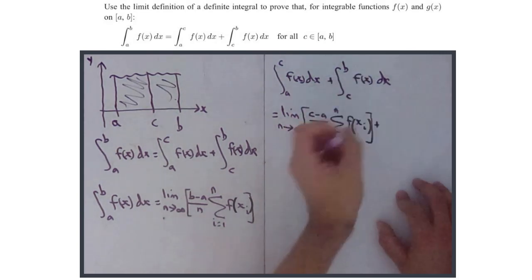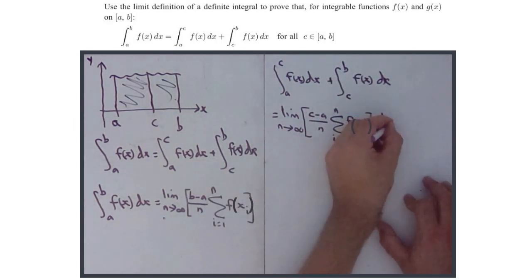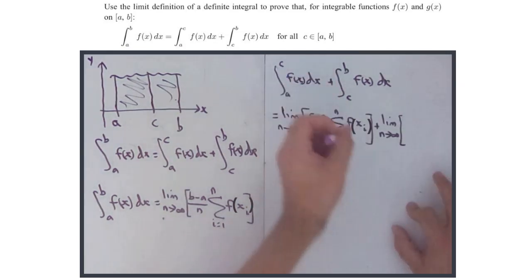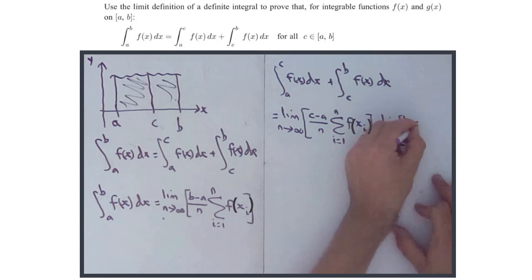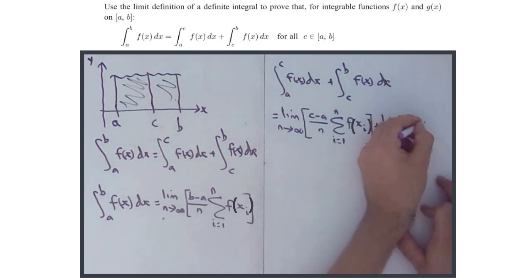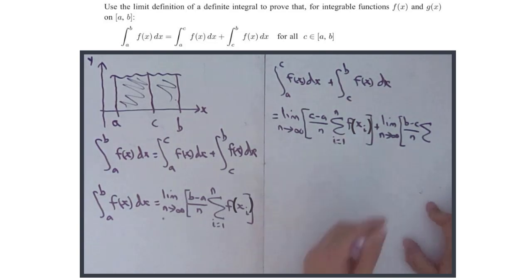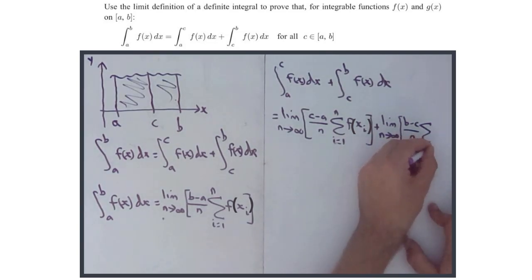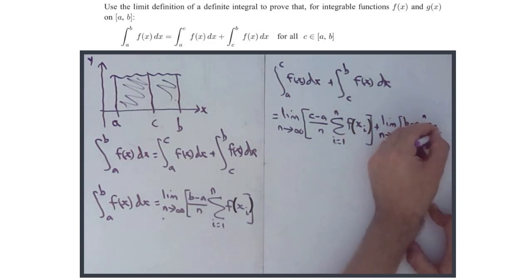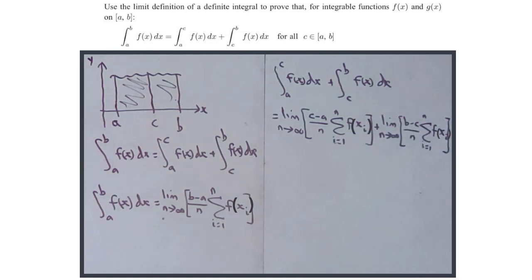plus, then we do the same thing for c to b, the limit as n approaches infinity, b minus c over n times the Riemann sum of the heights, the sum from i equals 1 to n of f of xi. Close that off and see what we can do.